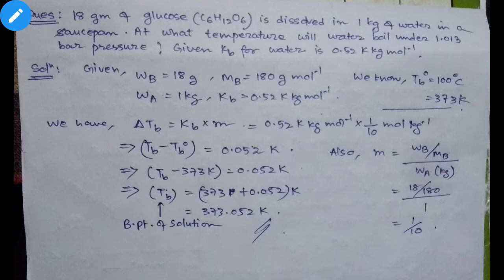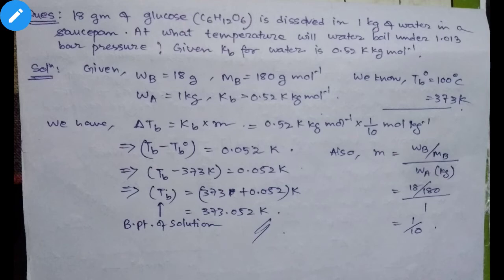From reading the question only, you will come to know that the question is based upon the elevation in boiling point. Obviously, if you practice you can come to know. Now since they are telling that glucose is added in water, that means glucose will be the solute and water will be the solvent. Obvious, right? And generally they will give you water only.